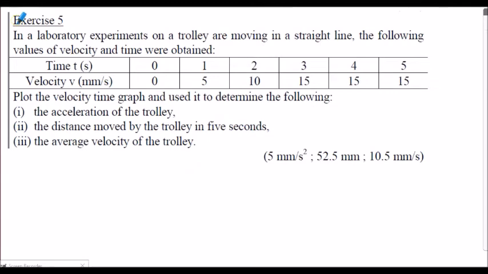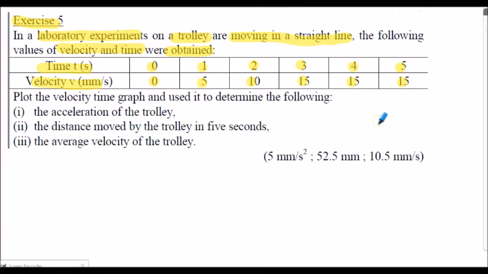So in exercise 5, it's a laboratory experiment this time on a trolley. It's moving in a straight line and the following values of velocity and time were recorded. So time, seconds, so 0 seconds, velocity was 0, so it started from rest obviously, then 1 second, the velocity was 5 millimeters per second, 2 seconds is 10, 3 is 15, so it goes on. Looks like it's going to a constant velocity phase after 3 seconds, because at 4 seconds and 5 seconds the velocity remains the same. So I think that gives you an indication of what the diagram will look like.